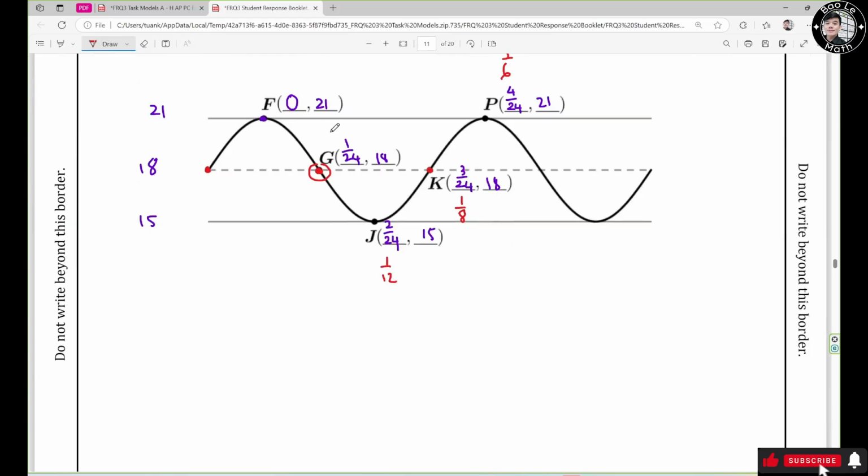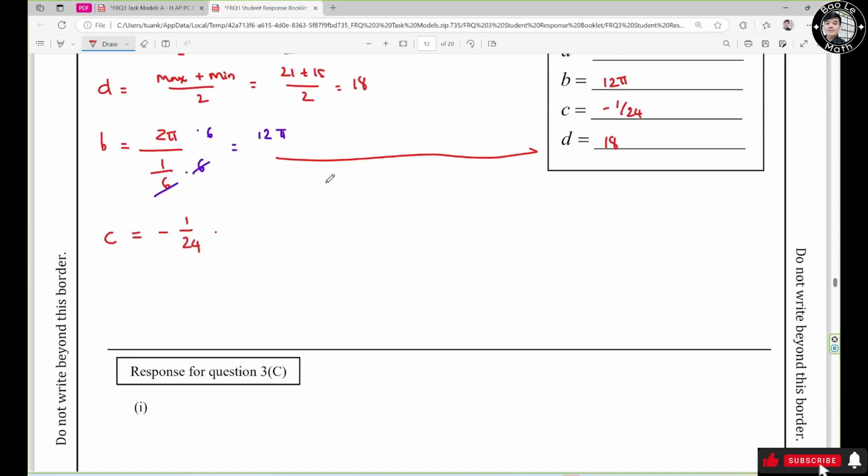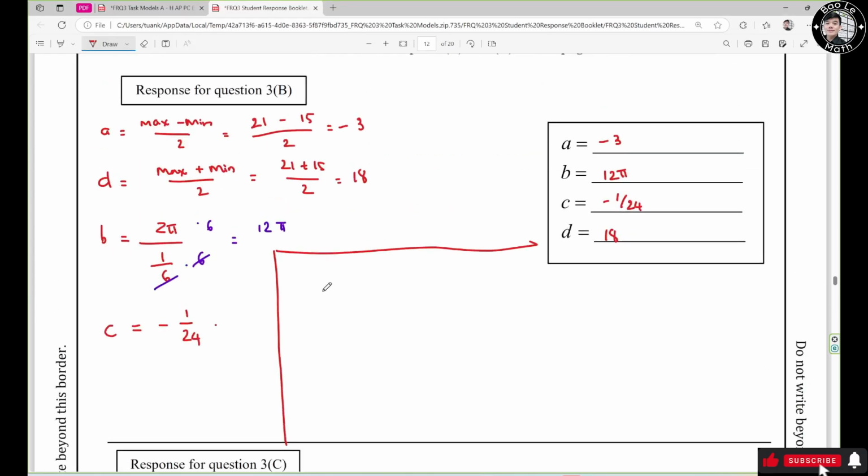And then, since I start right here, it's going down. If it's going down, A should be negative, right? So I need to change the value of A right here, should be negative 3, right? So A equals negative 3, B equals 12 pi, C equals negative 1 over 24, and D equals 18. Now, let's move on to another option, right? We have multiple options for A, B, C, D, right? Now, A equals 3 again, D equals 18 again, and B equals 12 pi.